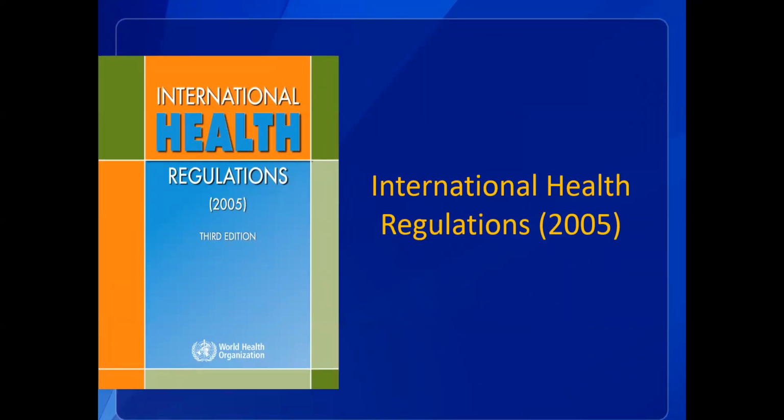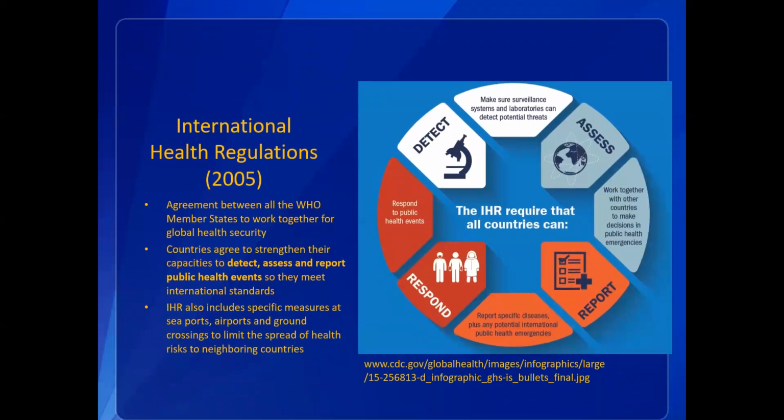Then, taking this whole issue of surveillance to the international level, we have what we call the International Health Regulations. These were published by the World Health Organization around 2005, when the first book was published. These are systems put at international level to make sure there is surveillance and its system.